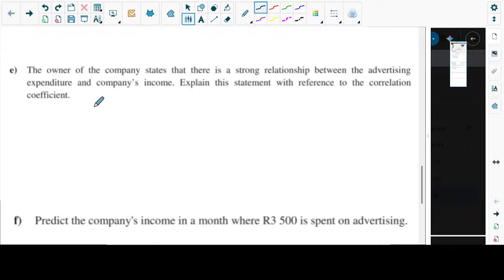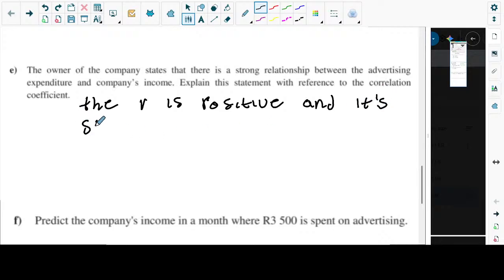So we're going to tell them the correlation is positive. The answer is positive for R, that's where we start. R is positive, and then it is strong. Positive, and it is strong. Okay, what is the next question then?